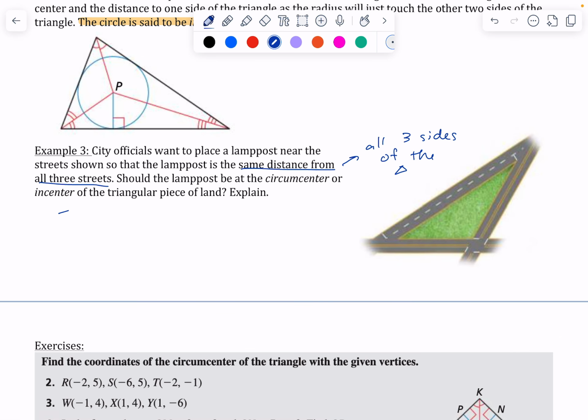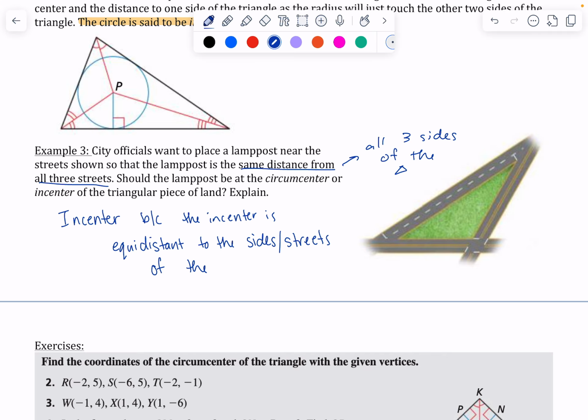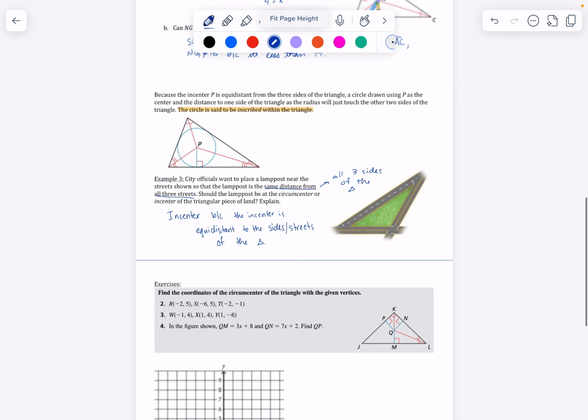So we'd want to do the incenter, okay? Because the incenter is equidistant to the sides, in this case streets, of the triangle. Okay? And that's it.